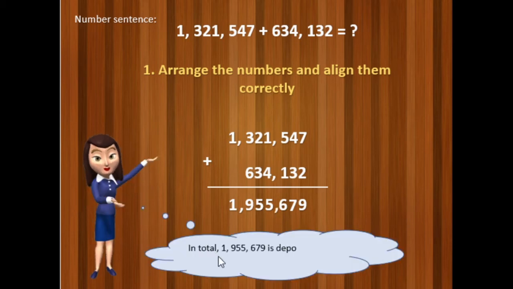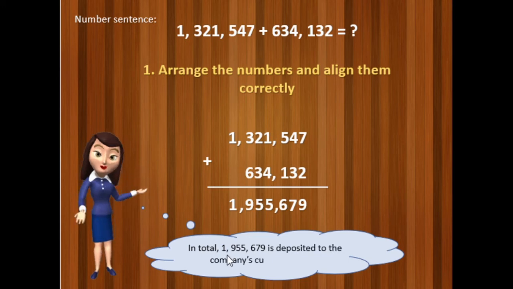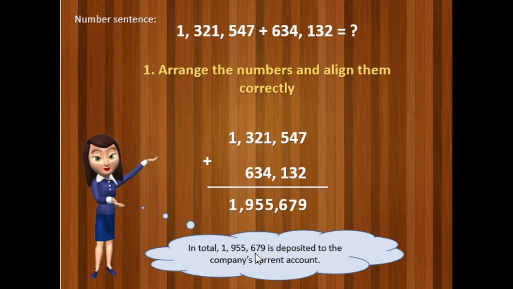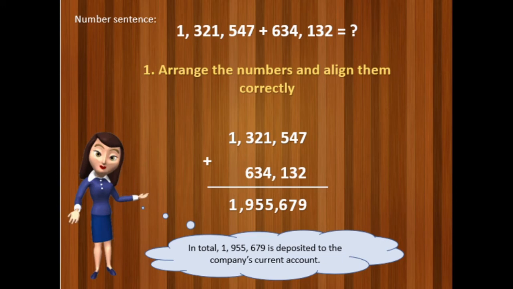In total, 1,955,679 is deposited to the company's current account. That's how to add multi-digit numbers. Arrange and align the numbers to get the correct answer.